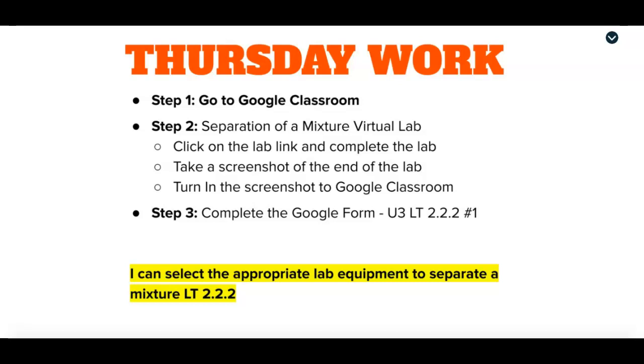Once you are done with that lab, you're going to take a screenshot of the final picture from your lab. So you'll go through all the lab steps, and at the end, you'll say, "Yay, you're all done." You're going to take a screenshot of that. You're going to turn that into Google Classroom to verify that you did the entire lab. And then the final step for your Thursday work is you are going to complete a Google form that is over Learning Target 2.2.2, which is going to let us know whether or not you can select appropriate lab equipment to separate a mixture. So that's what you're going to be doing on Thursday.